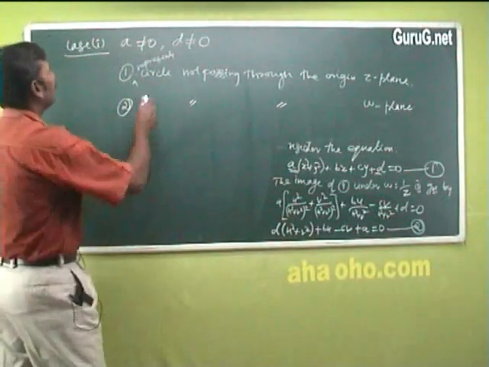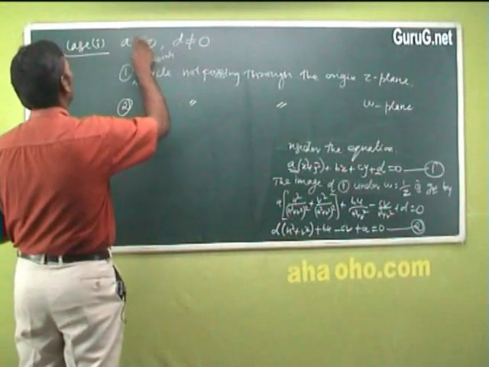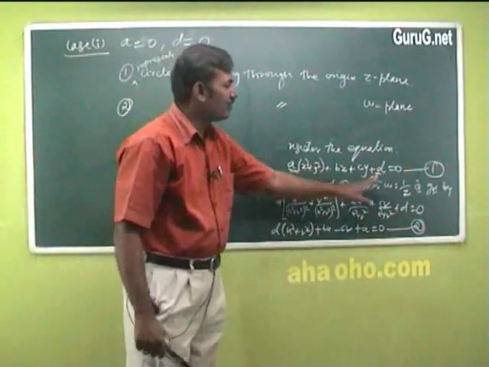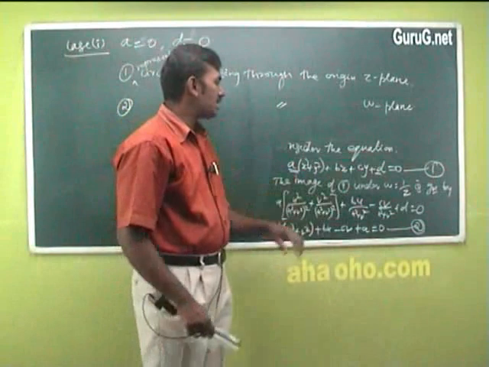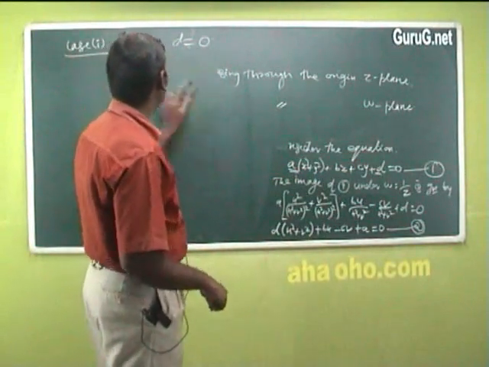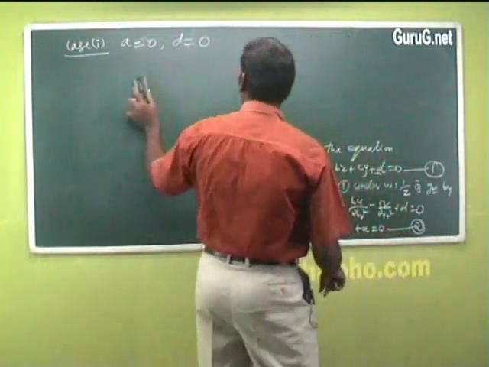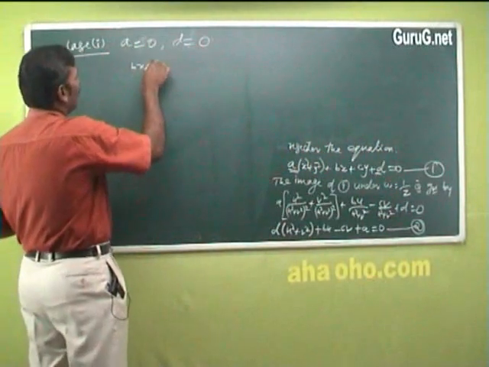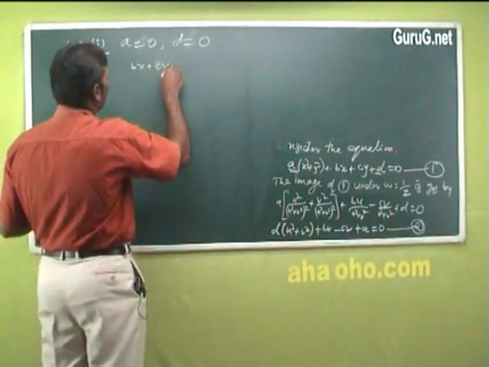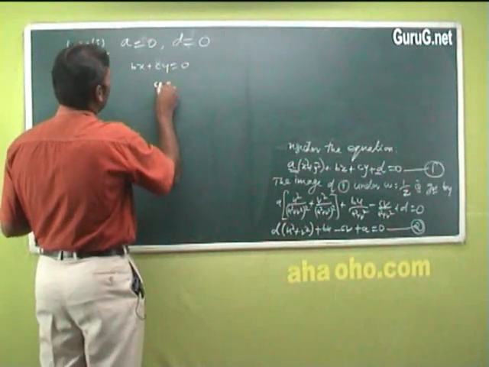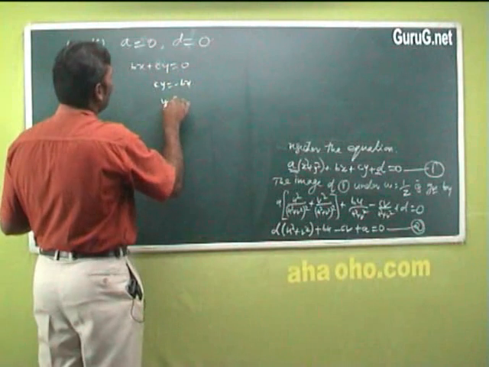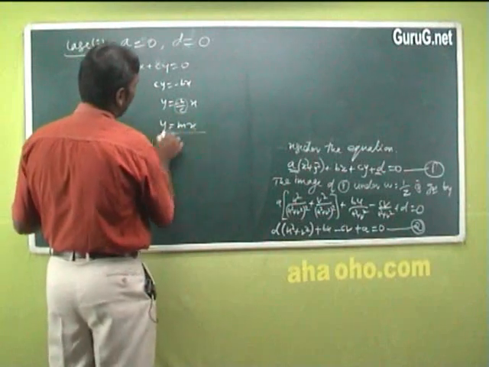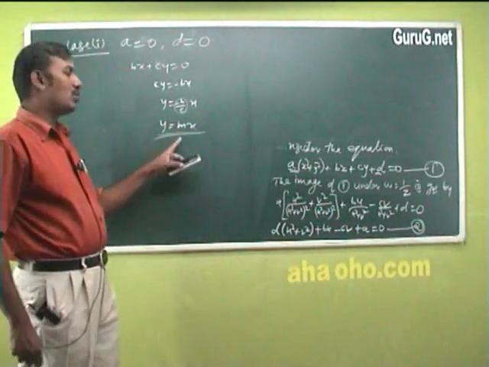Now case 2. Both A equal to 0 and D equal to 0. A 0 ஆயிடுச்சு, D 0 ஆயிடுச்சு. அப்ப என்ன இருக்கும்? Bx plus Cy equal to 0. In equation 1, Bx plus Cy equal to 0. அப்படின்னா Cy equal to minus Bx, so y equal to minus B by C into x. Take this as M, so y equal to mx, which is nothing but a straight line passing through the origin.